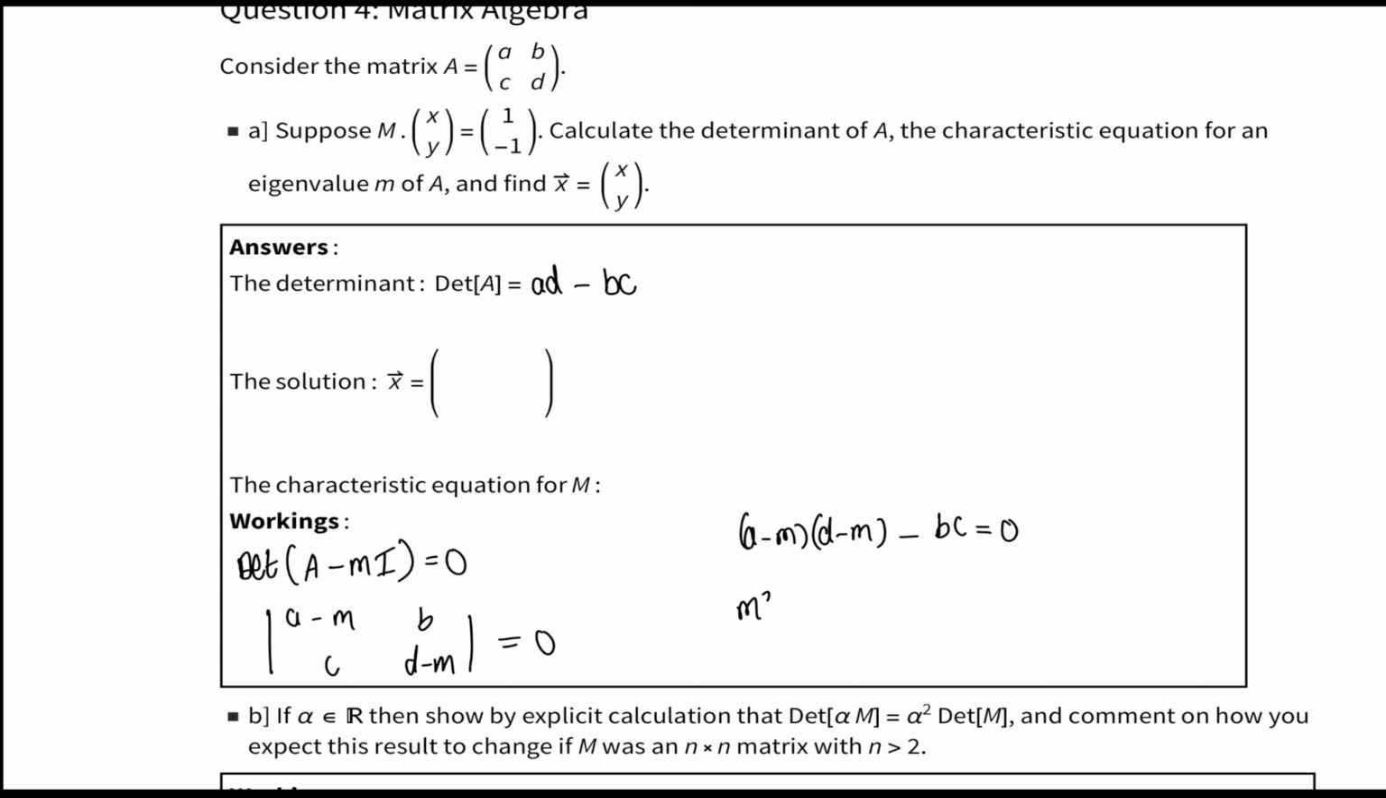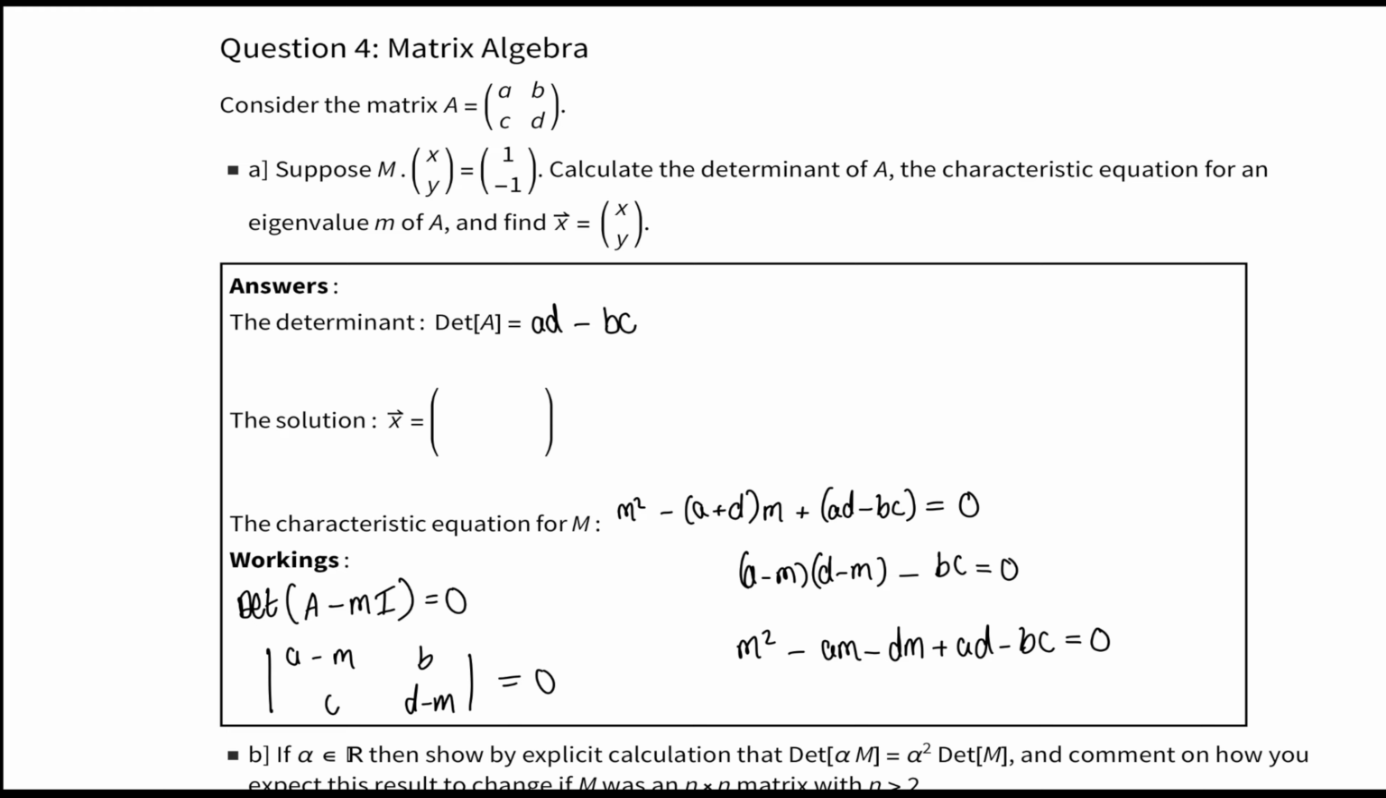So when we do this, we get M squared minus AM minus DM plus AD minus BC is equal to 0. So our characteristic equation is M squared minus (A plus D) M plus AD minus BC, which is going to be equal to 0.